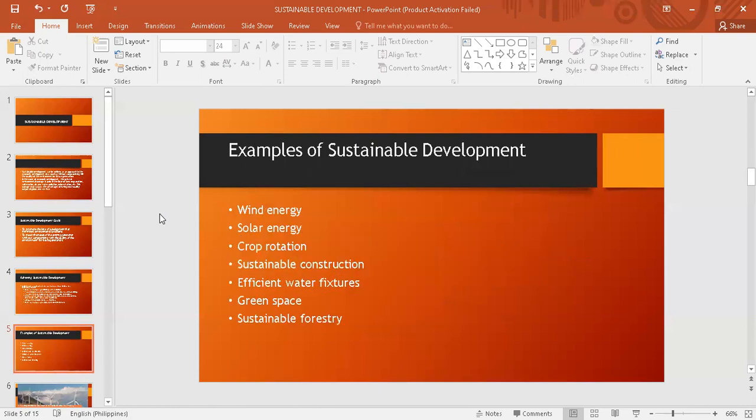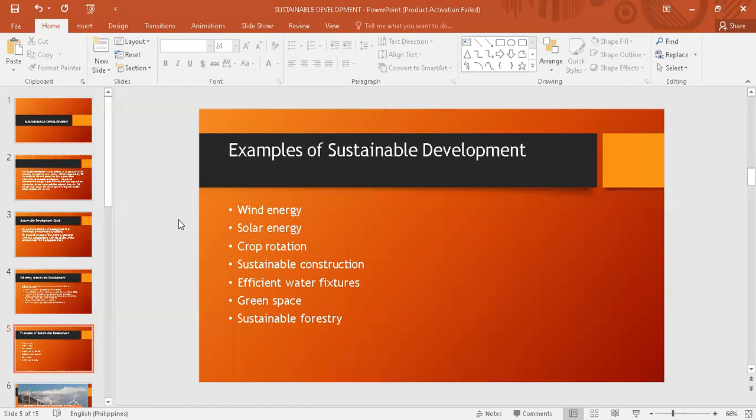Meron tayong mga examples of sustainable development. Itong mga examples na to, being suggested that these must be used para ma-sustain natin kung ano yung meron ngayon at magamit ng mga future generations. Kasi if we don't have these sustainable development programs and activities, paano yung future generations natin? Hindi tayo makasarili na bahala na yung mga future generation, yung mga kaapu-apuhan at anak mo one day, ano na lang ang magagamit nila.